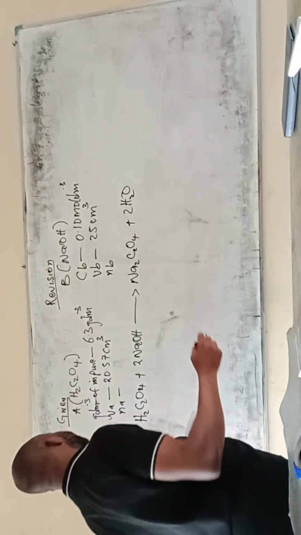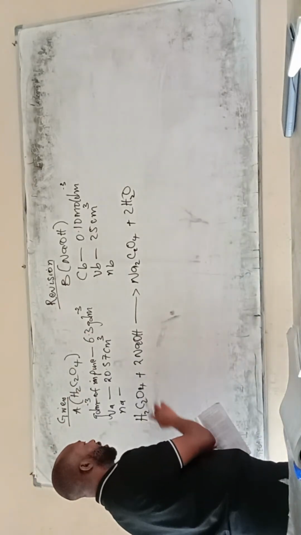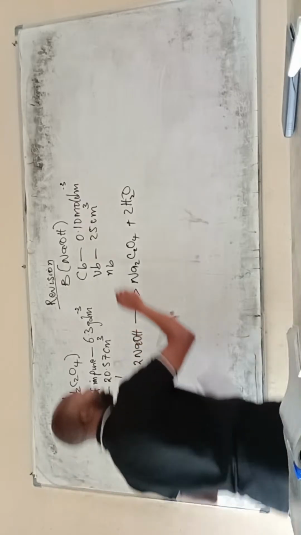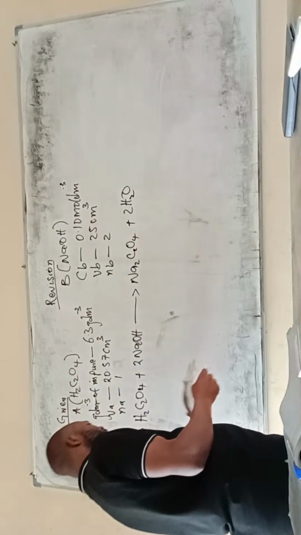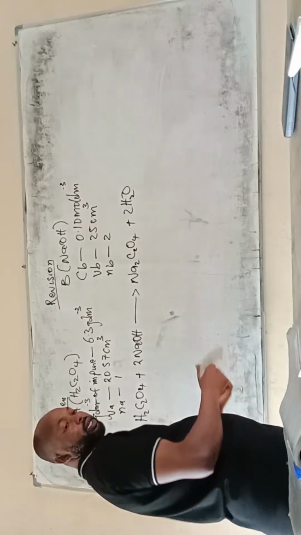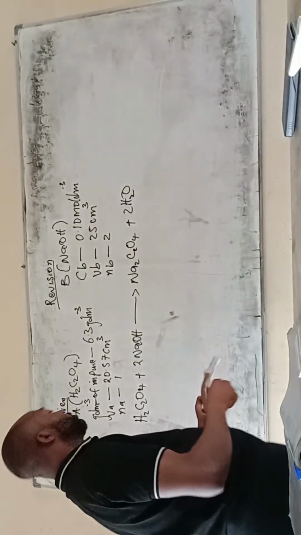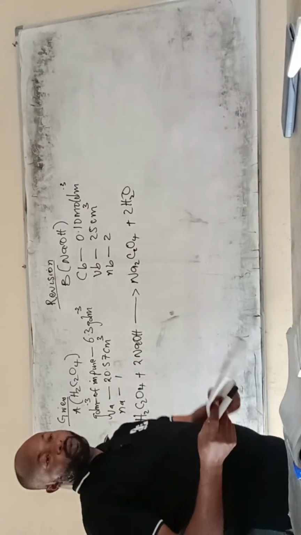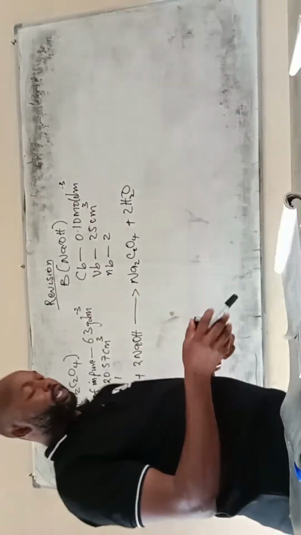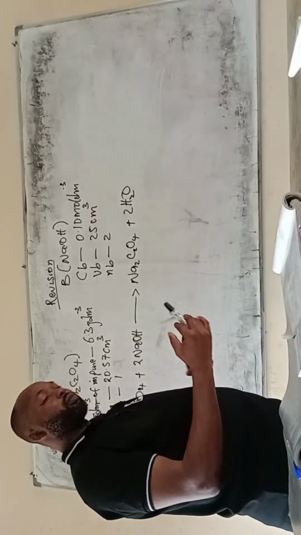So from the equation of reaction, we know that the number of moles of the acid is 1, and the number of moles of the base is 2. So from here, we're going to see what they're asking us to calculate. The first thing is the concentration of solution A in mol/dm³.